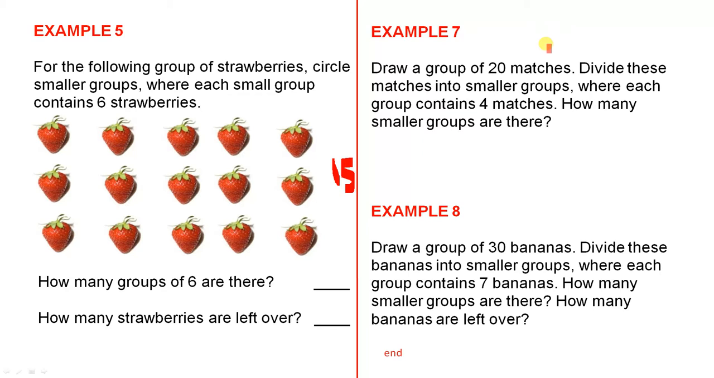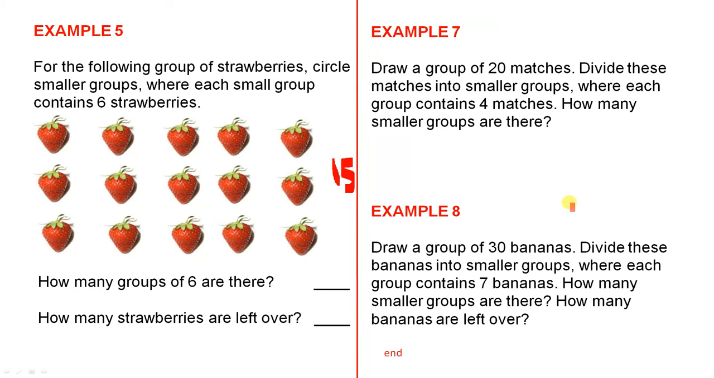Here's a suggestion for example 7. Draw a group of 20 matches. Divide these matches into smaller groups where each group contains 4 matches. How many smaller groups are there? So you do your drawing, then you divide them up into groups where each of them has 4 matches, and then you find out how many groups there are altogether.